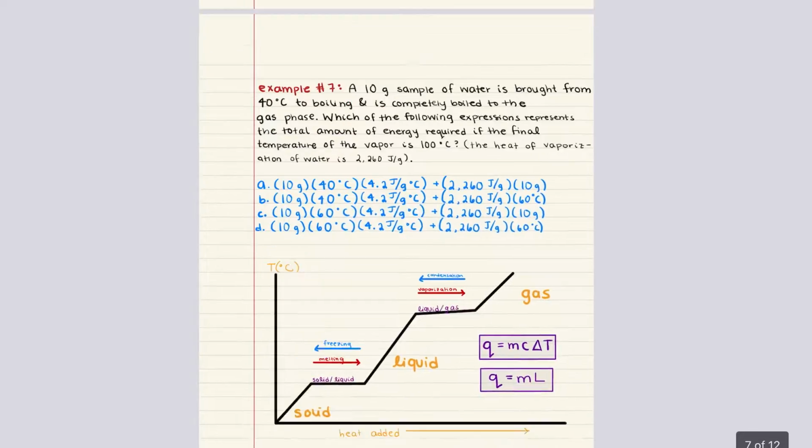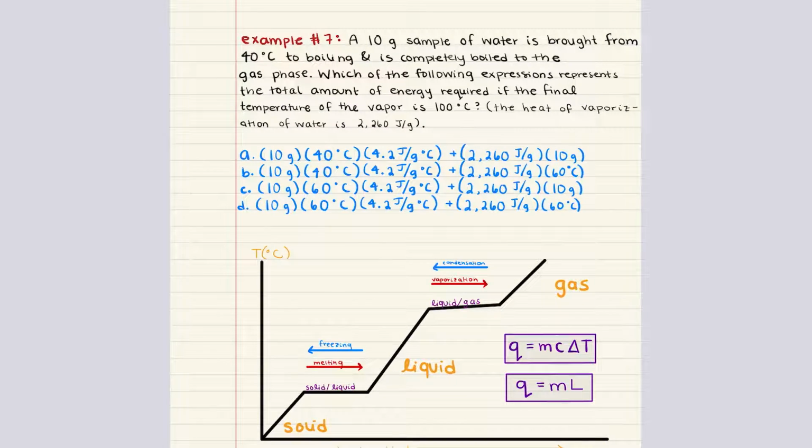Problem 7 is up next. Let's read it together. Problem 7 says a 10-gram sample of water is brought from 40 degrees Celsius to boiling, and it is completely boiled to the gas phase. Which of the following expressions represents the total amount of energy required if the final temperature of the vapor is 100 degrees Celsius? We're also given the heat of vaporization of water. That is equal to 2,260 joules per gram. Again, here for this problem, we're going to rely on our heating curves.